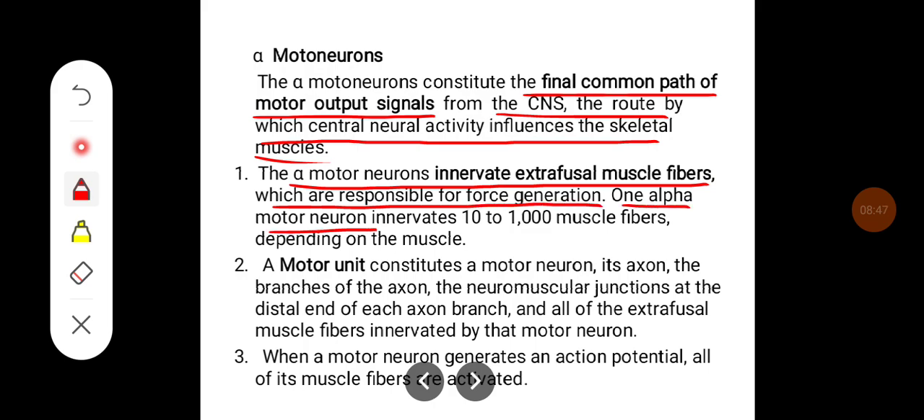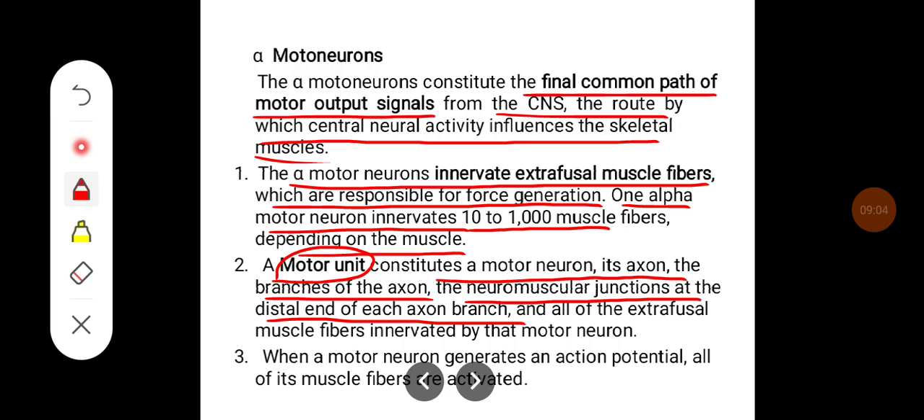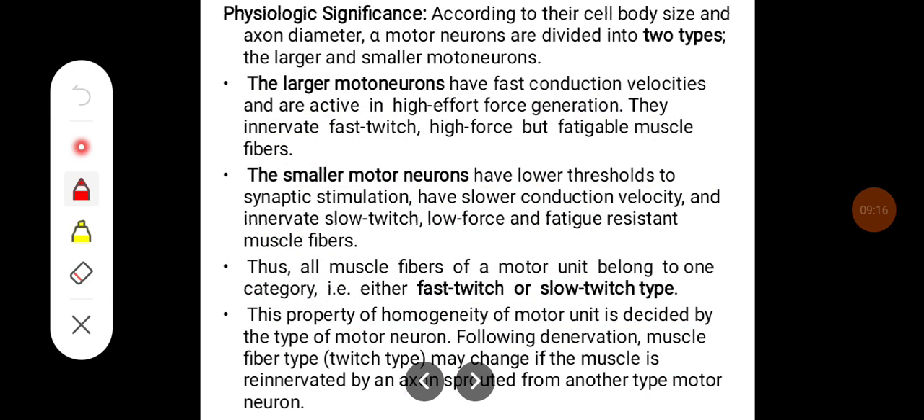One alpha motor neuron innervates 10 to 1000 muscle fibers depending on the muscle. A motor unit constitutes a motor neuron, its axon, and the branches of the axon, the neuromuscular junctions at the distal end of each axon branch, and all the extrafusal muscle fibers innervated by that motor neuron. When a motor neuron generates an action potential, all of its muscle fibers are activated.